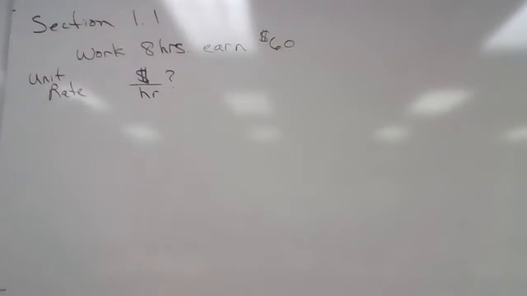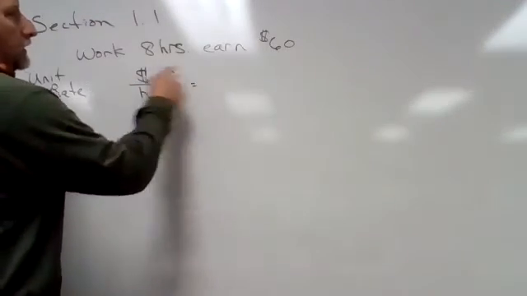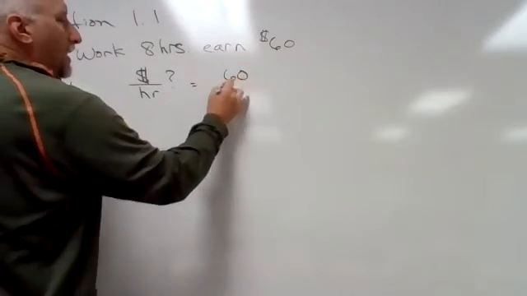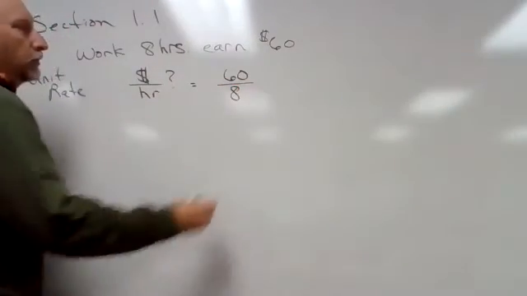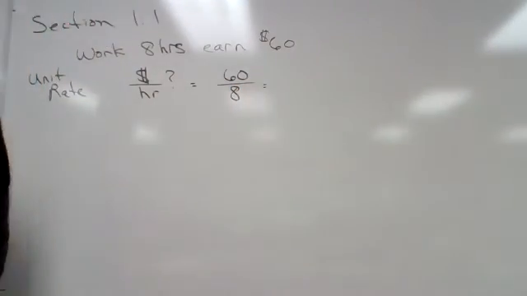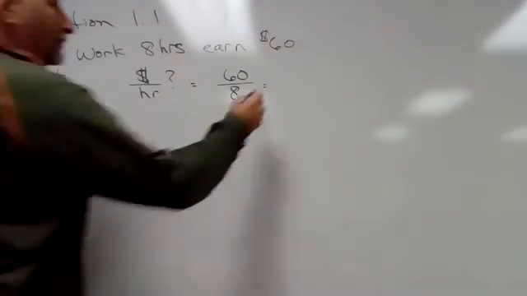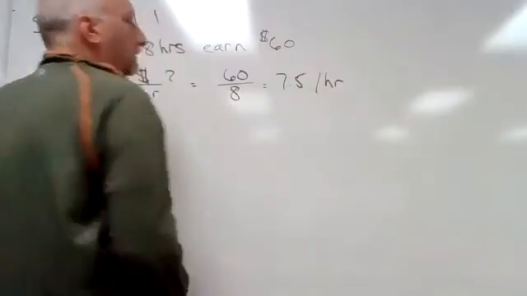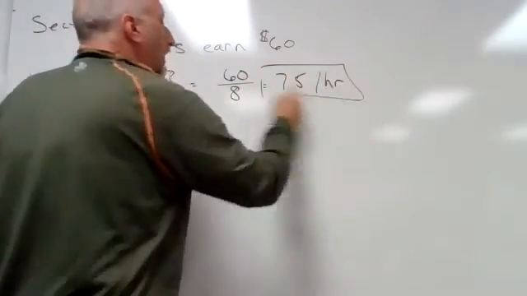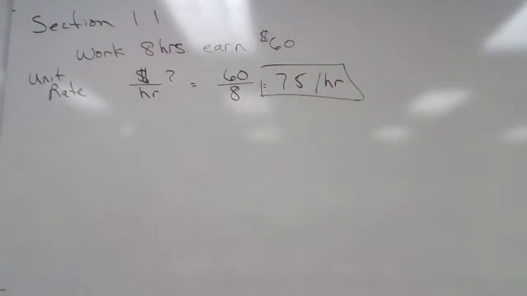How do we handle that? Well, pretty simple. Your dollars, your $60, goes on top, your hours goes on the bottom, and all we're going to do is divide that out, and you get about $7.50 per hour. Just divide that out, use a calculator, have at it.